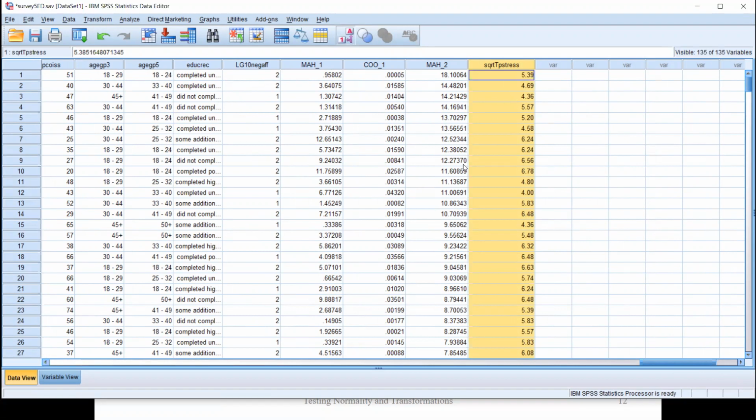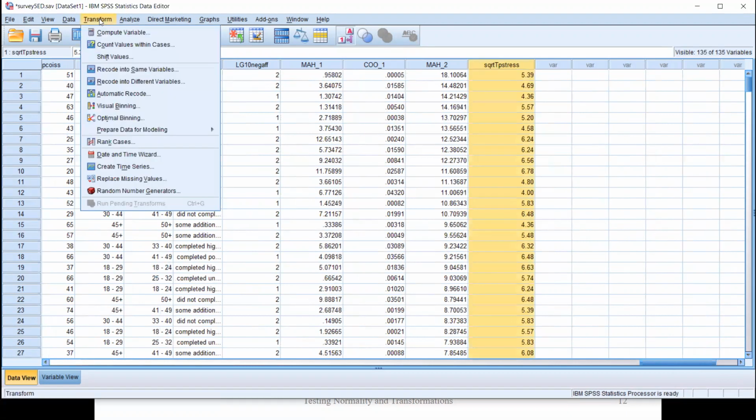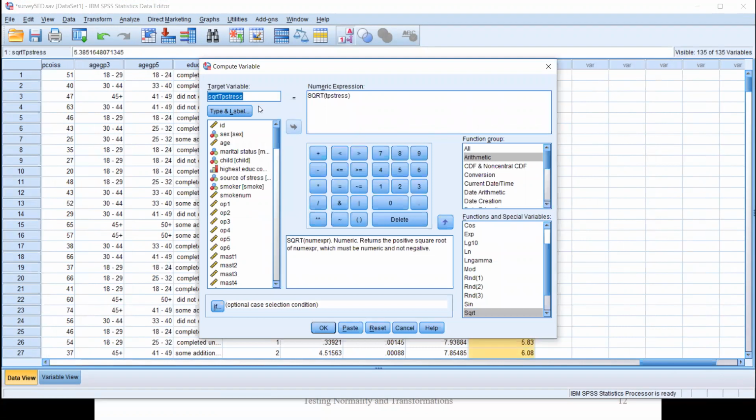Now another transformation I want to implement is the logarithmic transformation. So I'm taking another variable, log of stress or tpstress. This is the new variable, and instead of sqrt, I want to use another function, which is log10. This is the log function. Just double click the log function. You will have lg10. lg10 stands for the logarithm of base 10.